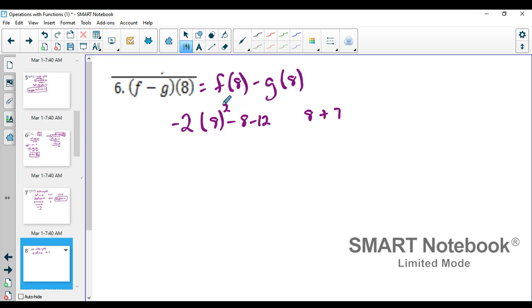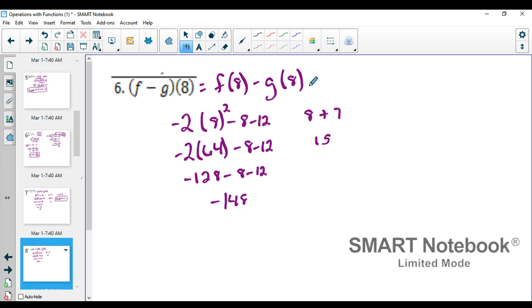So start with the squared. So 8 squared is 64. So we have -2 times 64 minus 8 minus 12. So -2 times 64 is -128 minus 8 minus 12. So we have -128 minus 20. So we have -148 for that one. Then 8 plus 7 is 15.